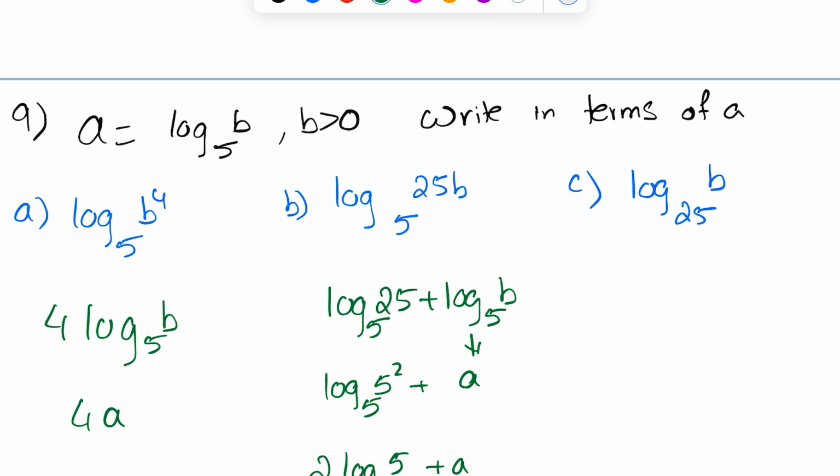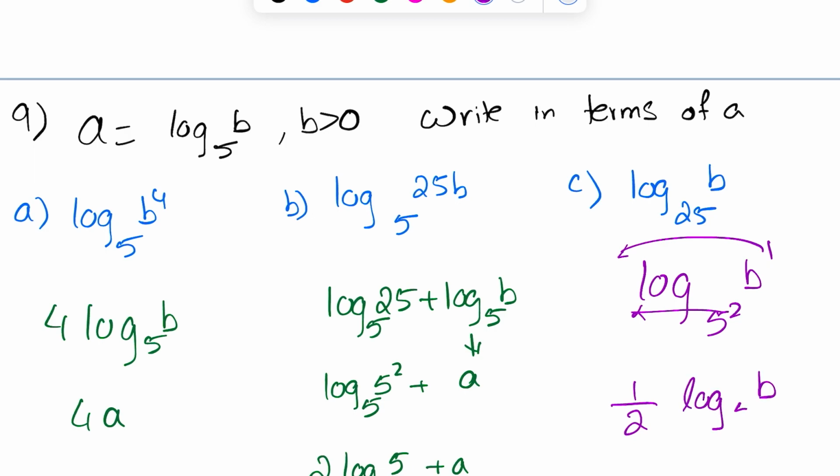Next, log b to the base 25. How can I get log b to the base 25? Log b to the base 25 is log b to the base 5 squared. 1 comes to the numerator, 2 comes to the denominator: 1 upon 2 log b to the base 5. What is log b to the base 5? It is a. So my final answer is a upon 2.